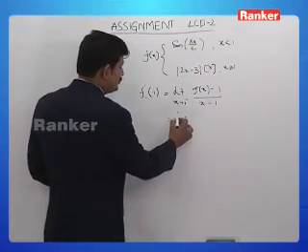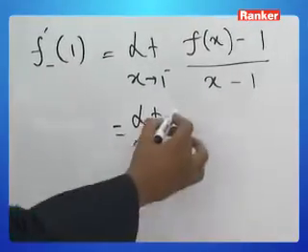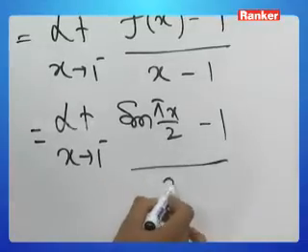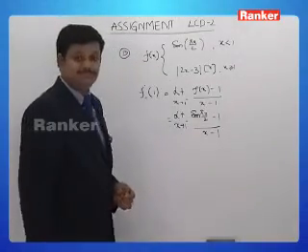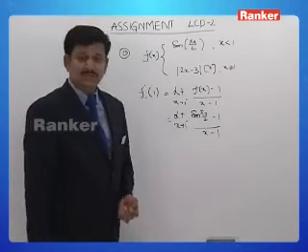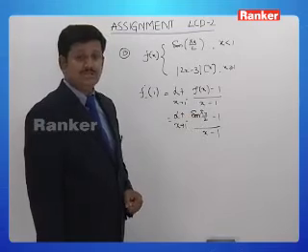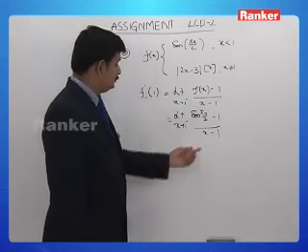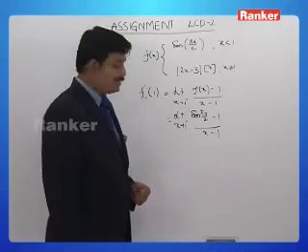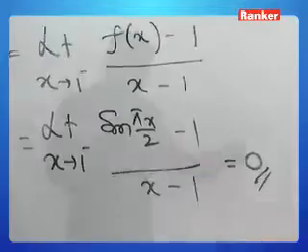So, this limit is going to be limit x tending to 1 minus sin pi x by 2 minus 1 divided by x minus 1. This is a 0 by 0 form. We can evaluate it by simple L'Hospital rule. Derivative of sin pi x by 2 is pi by 2 cos pi x by 2. Derivative of x is 1, and as x tends to 1, cos pi x by 2 tends to 0. So, this limit will be 0.